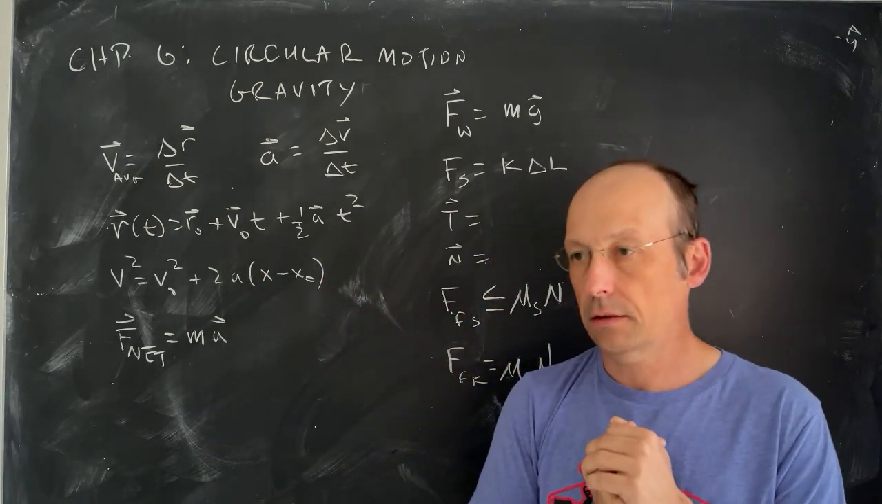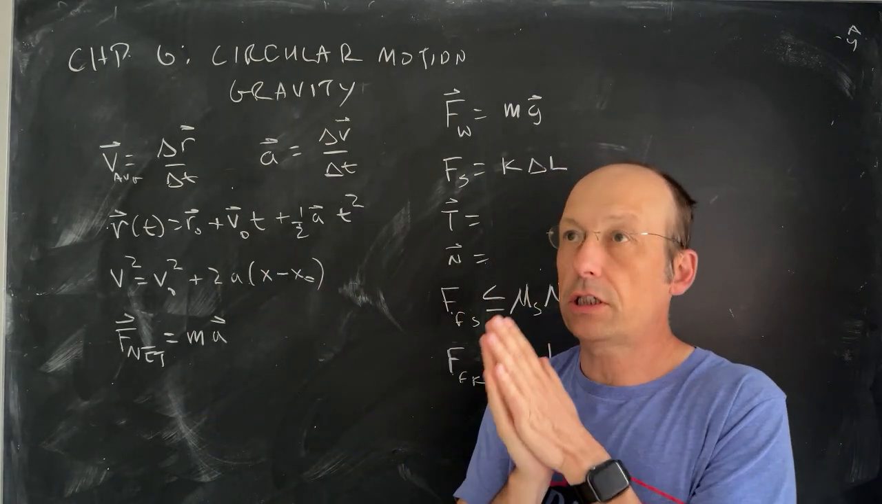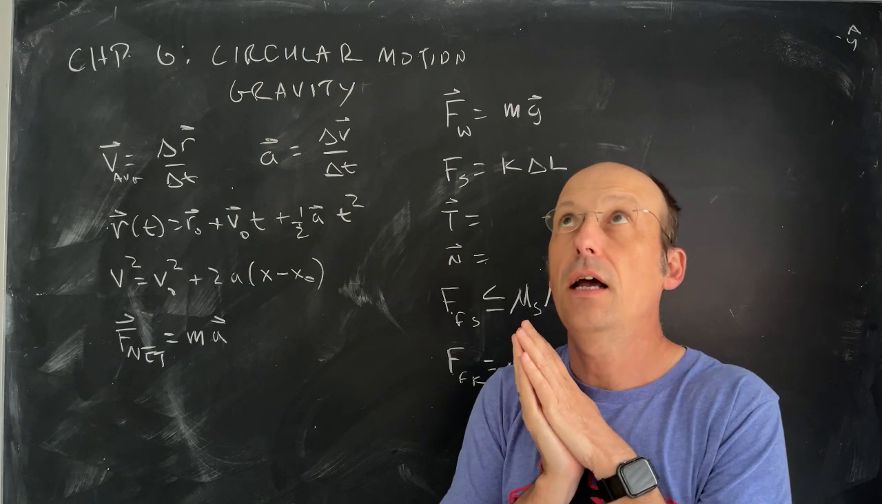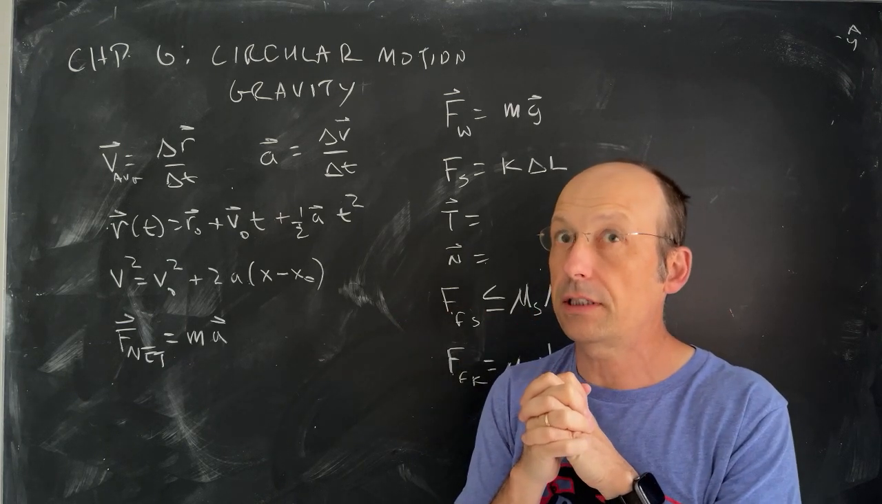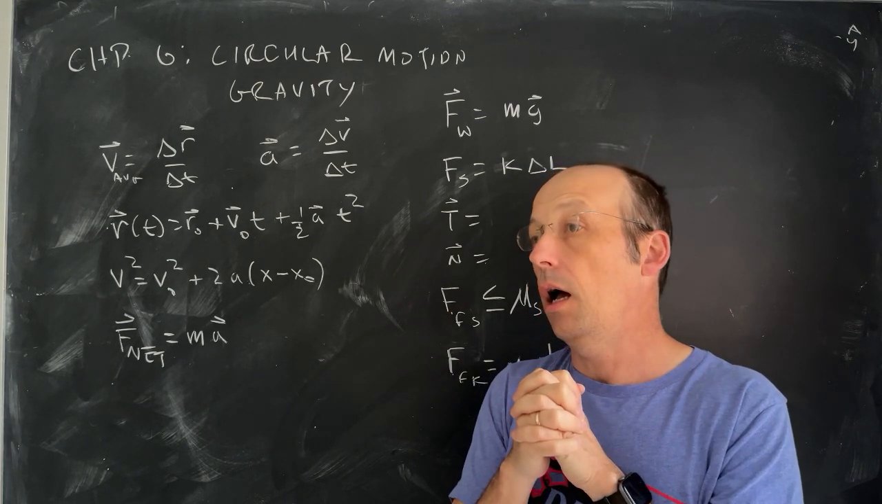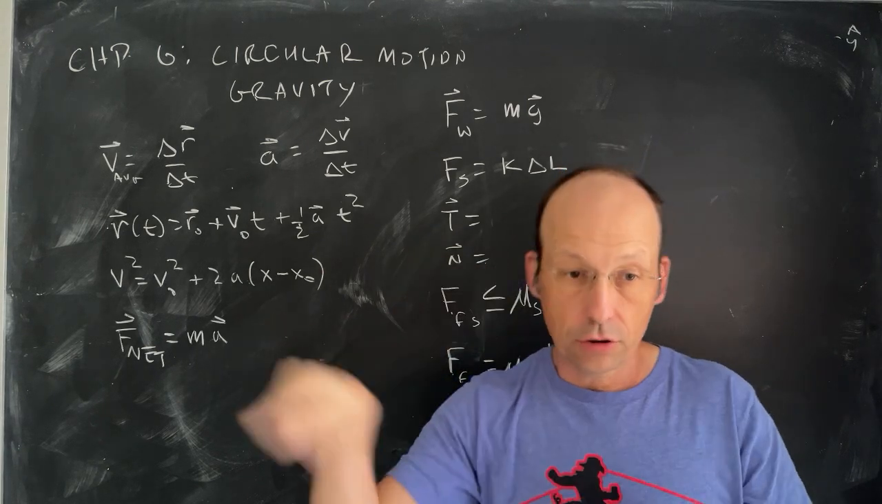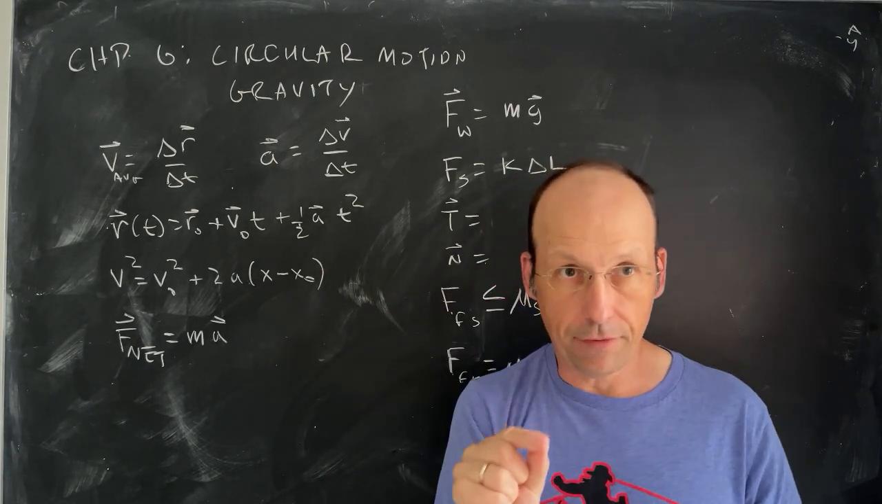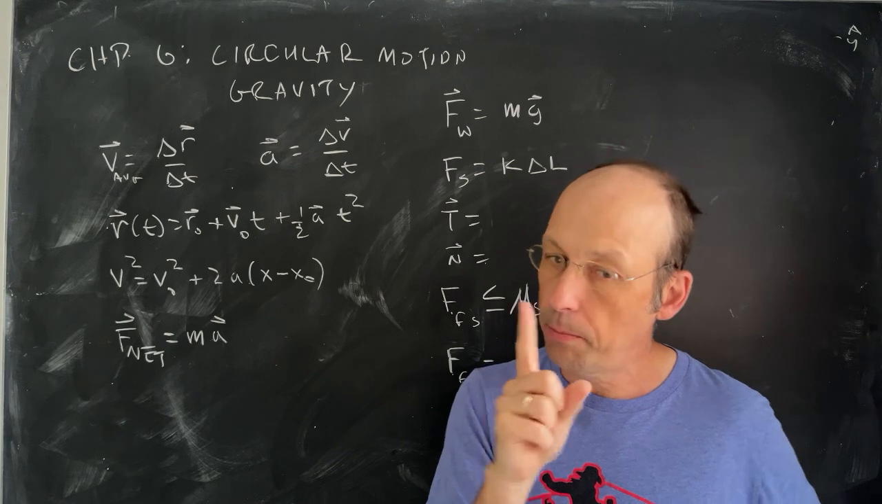Chapter 6. So I'm working through chapter summaries for OpenStax College Physics. I say that every time just to make sure that we're all on the same page. Chapter 6 is about circular motion and gravity. We've already talked about gravity. We're going to do better gravity.